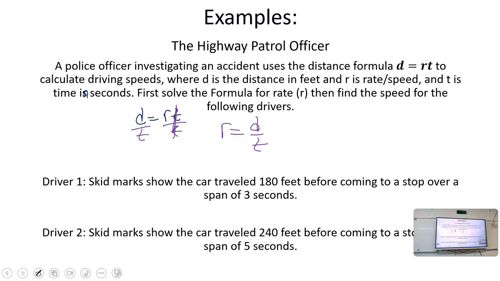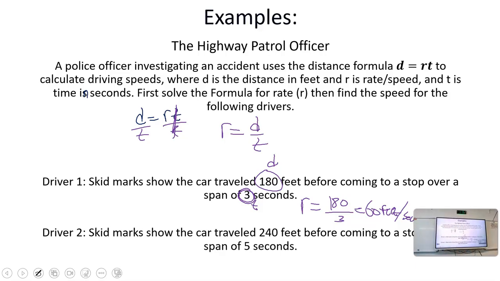So driver 1, the skid marks show the car traveled 180 feet before coming to a stop over a span of 3 seconds. So this part right here is my distance. This part right here is my time. So the rate equals 180 divided by 3. So 180 divided by 3 is 60. So that tells me that this car was traveling 60 feet per second. Okay.